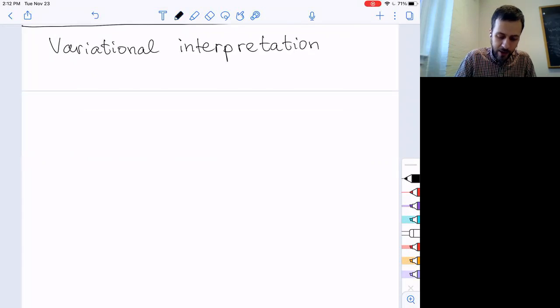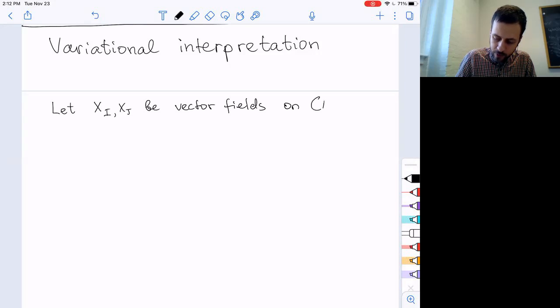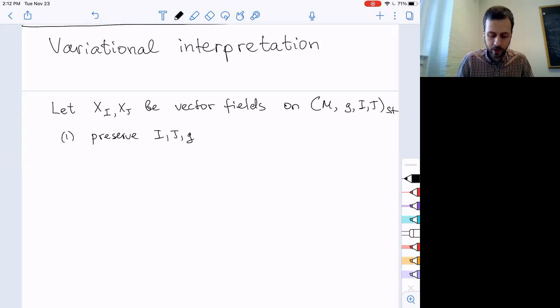So again, the starting data as above will be two vector fields. Let ξ_I, ξ_J be vector fields on a generalized Kähler manifold (G, I, J) such that they preserve I, J, and G. So they are holomorphic and Killing, holomorphic with respect to both structures. And ξ_I plus minus ξ_J are F plus minus Hamiltonian.